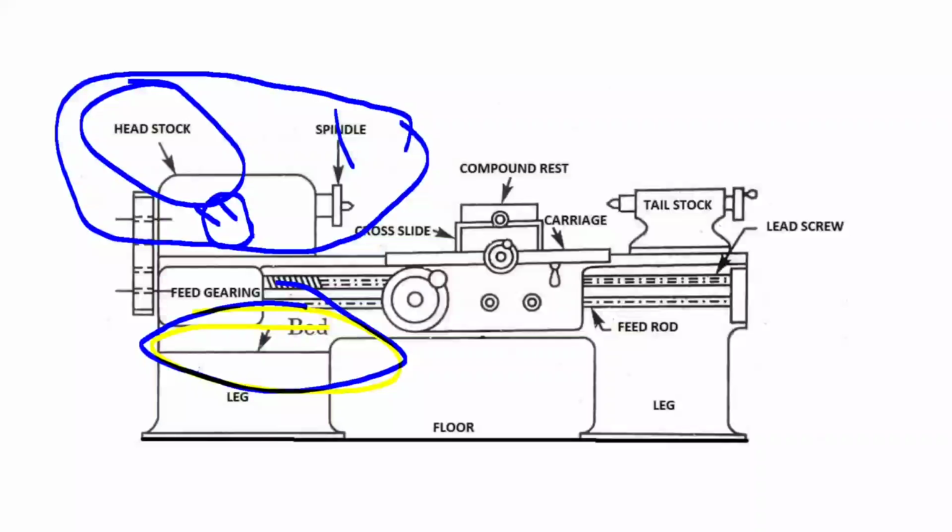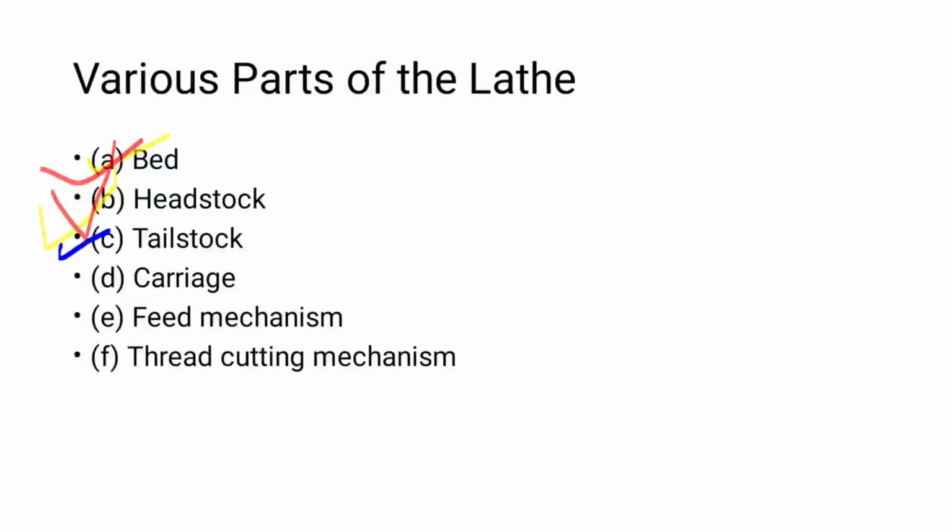First is the back gear cone pulley type headstock, and the second is the all gear drive type headstock. So these are the two types of headstock which are generally used. I'll repeat it again: back gear cone pulley type and all gear drive type. Is it clear? Now let's see the next part. What is it? It is our tailstock. Now we are going to see what the tailstock is.